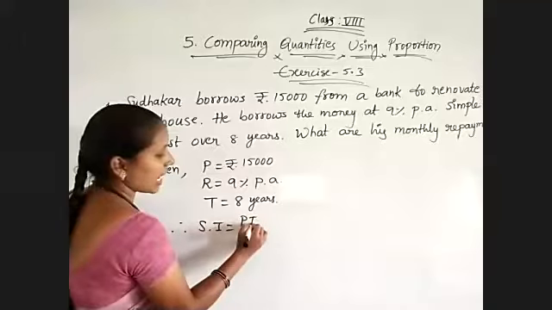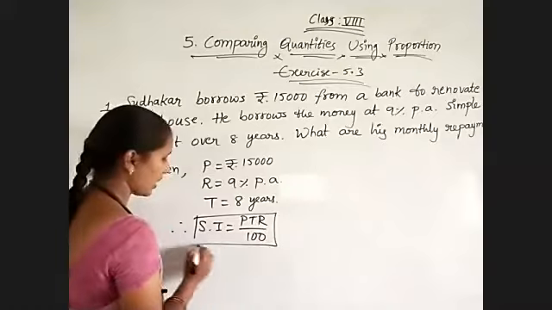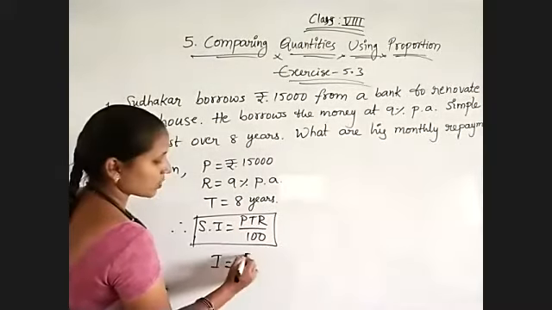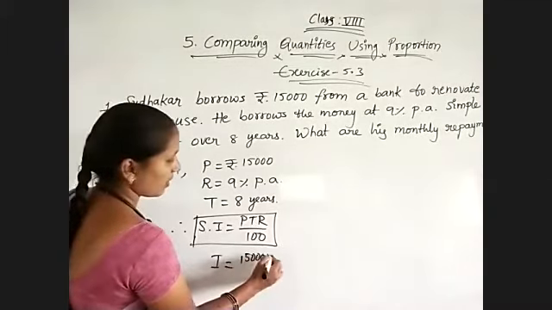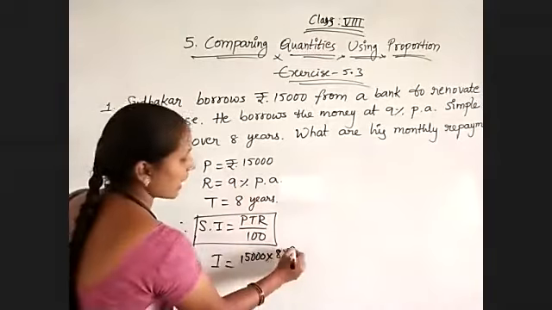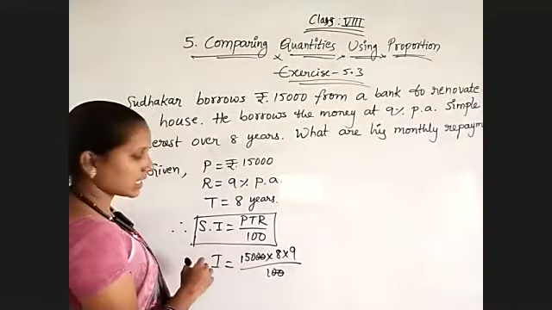To PTR by 100. So find out the interest. P value is 15,000. T value is 8. R value is 9 by 100. Two zeros will get cancelled.